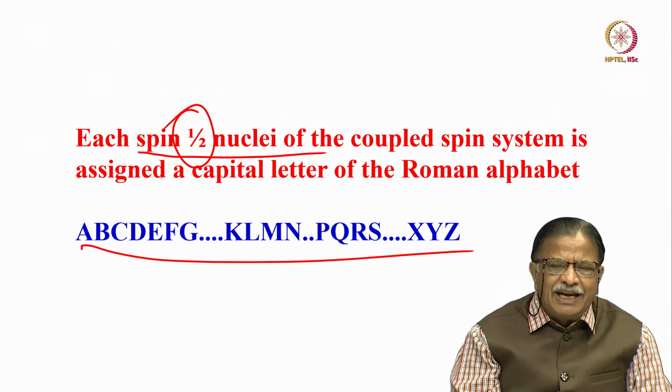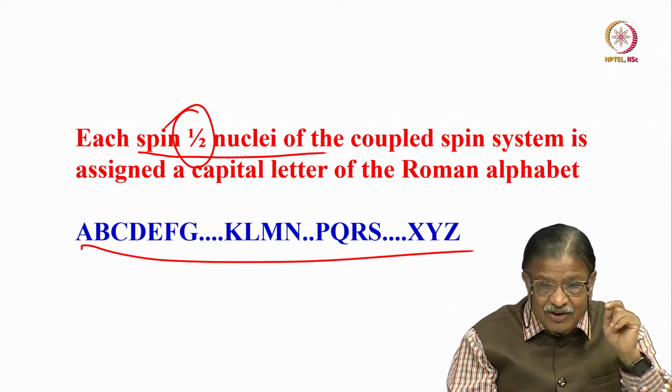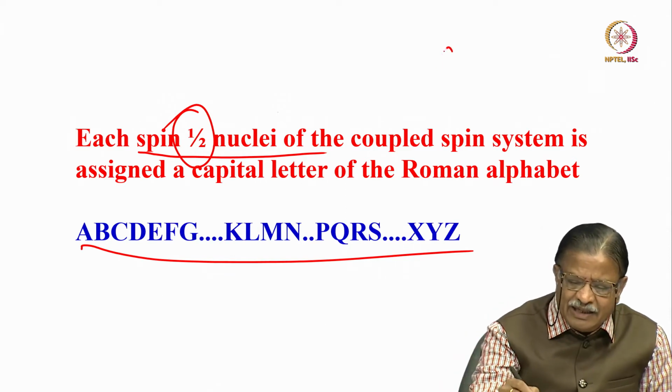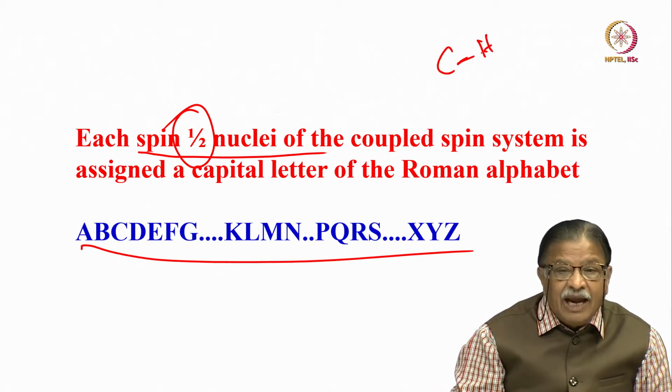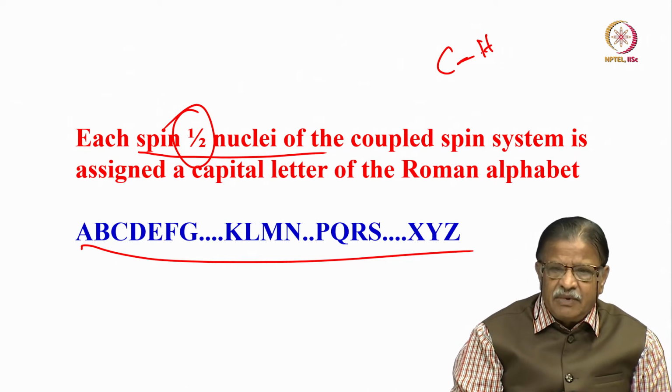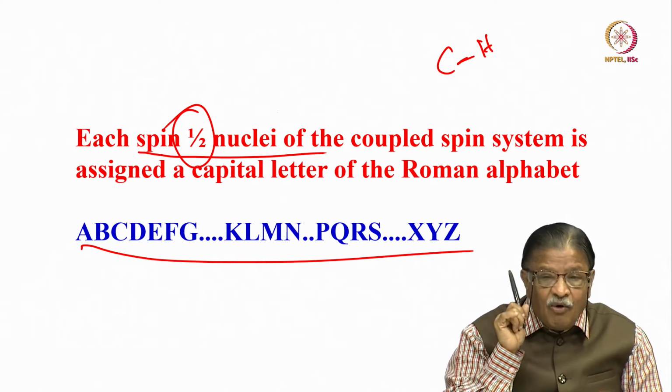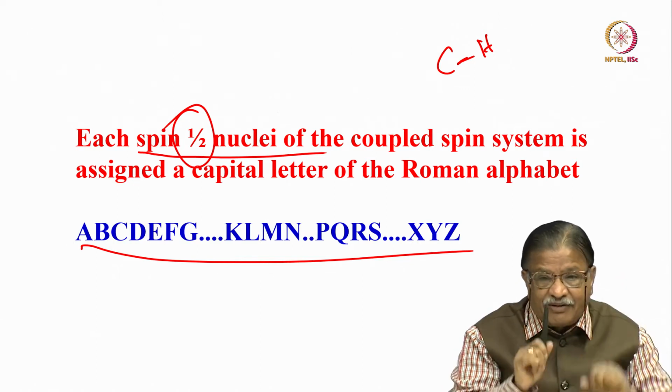Okay. But then while referring to that, there is a rule you have to follow. Let us say I take this carbon coupled to proton. I cannot call this AB. I have to put the nomenclature depending upon how far they are separated in the chemical shifts.